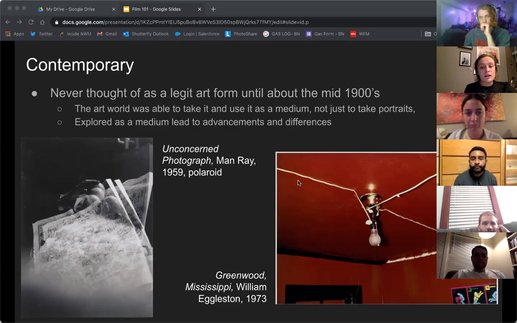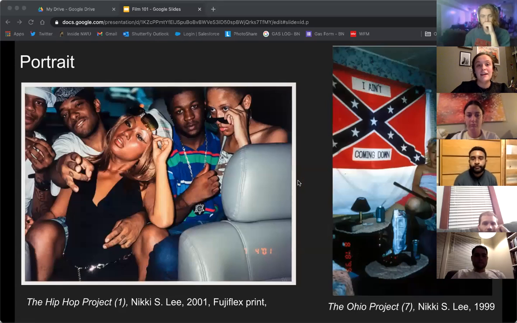But he kind of centralized the idea that it's not just taking photos of a place, it could be more than that. This is one of his photos. He has some really, really great work. Like I said, I suggest looking up all of these names. They're just cool people. Then we get into portrait, which is something that we more commonly know of.